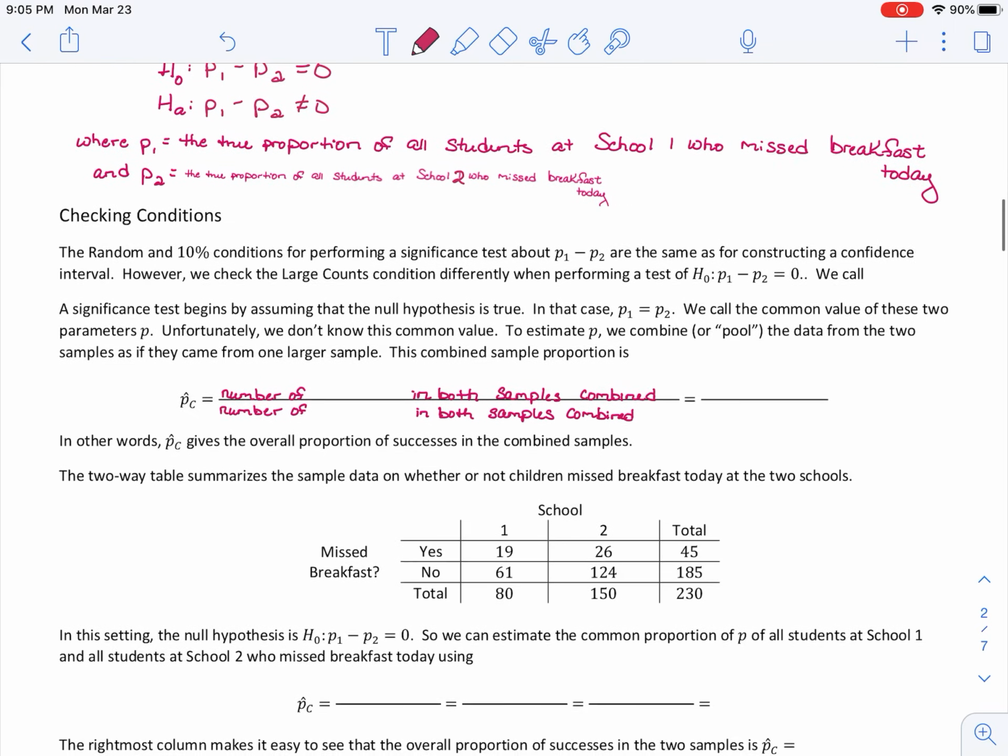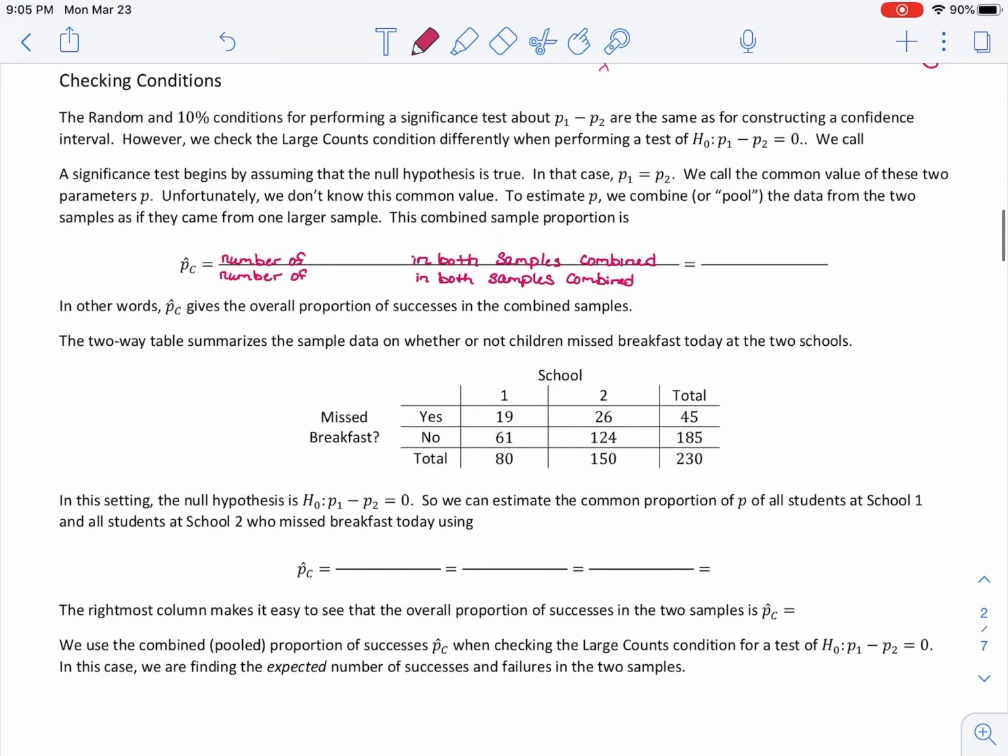Define your variables. It's a pain, but if you're taking the AP test, for sure, define your variables. Always have to check conditions as well. The random condition, the 10% condition for performing a significance test about the difference of two proportions, same exact thing as the test for confidence intervals. The large counts condition is going to be different.